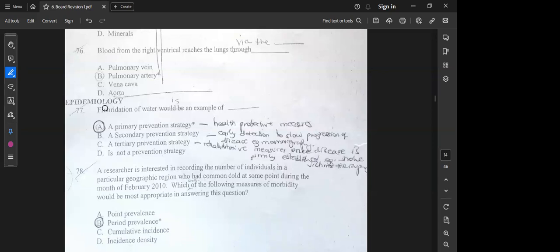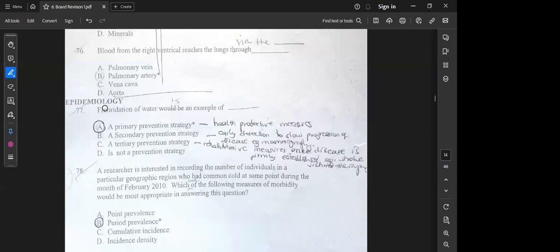Cumulative incidence, period prevalence. Cumulative incidence is calculated as the number of new events or cases of disease divided by the total number of individuals in the population at risk for a specific time period. Okay. And period prevalence is the proportion of a population that has the characteristic at any point during a given time period of interest.